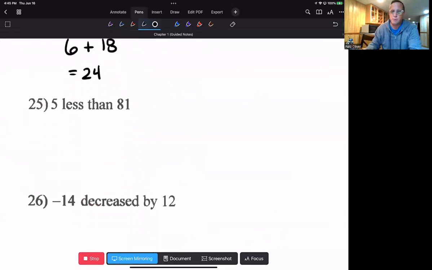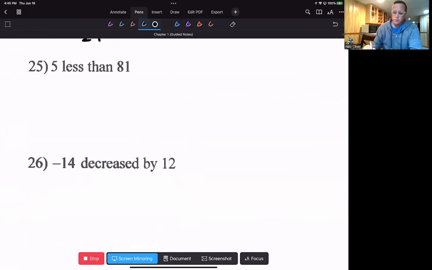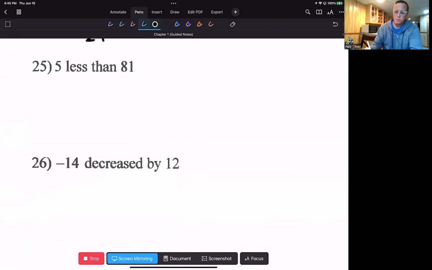With subtraction, it is more important that you pay attention to the order, like in number 25. It says 5 less than 81. So we really want to write this as 81 minus 5. We want to put the subtraction before the number 5, not after. We don't want 5 minus 81. It's 81 minus 5, which is 76.